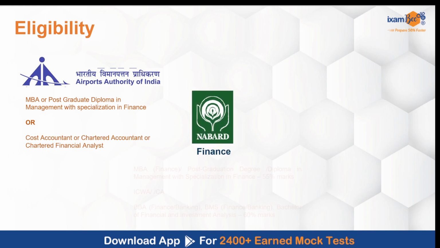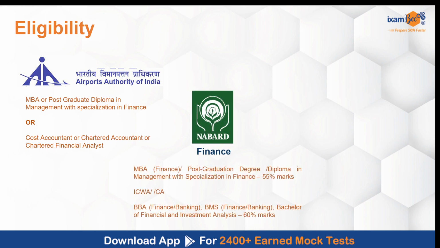Similar to this, Nabard Finance also has similar eligibility where MBA finance, PG holders with specialization in finance with a minimum 55% marks are eligible. Also, students, if they have a cost accountant or a chartered accountant degree, they were eligible. And in addition, if you have a BBA, BMS, or a Bachelor of Financial Investment Analysis bachelor's degree with 60% marks, you were also eligible for Nabard Finance.